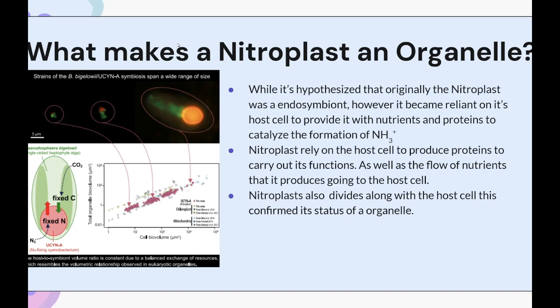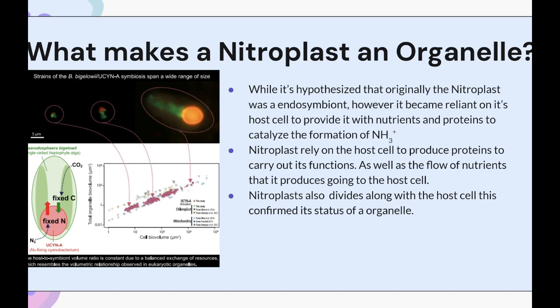What actually makes a nitroplast an organelle? Well, there are two main criteria. A, where does it get its proteins, and B, how does it divide? So, talking about the first one, it actually gets its proteins from the host cell. The host cell produces the amino acids that are necessary for the organelle, which are then labeled or tagged with a specific sequence, or amino acid sequence, that tells the cells to send them to the nitroplast.